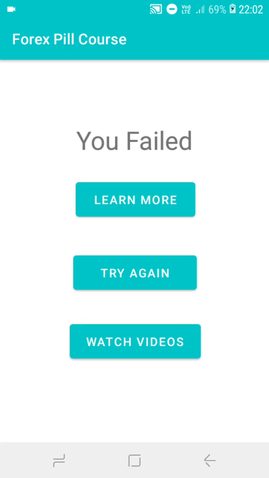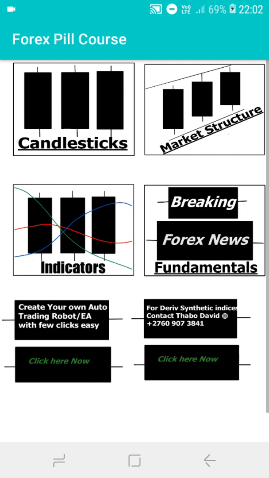It's possible to pass. I know some people have texted me and said it's hard to pass. It's hard to pass because you are not understanding the subject deeply. And this app was made very simple. I've made this very simple for you. If you check, the answers are here, everything is here. So if you are failing candlestick, go and learn candlesticks.